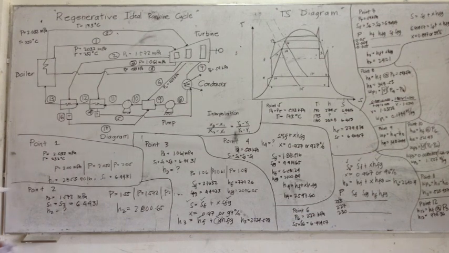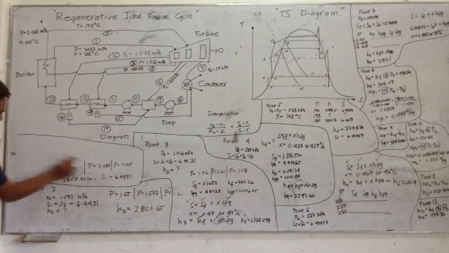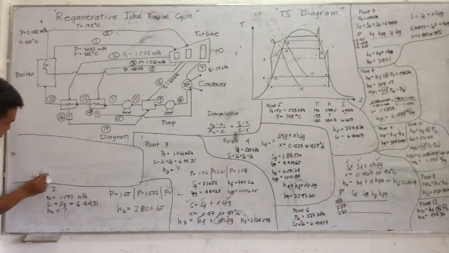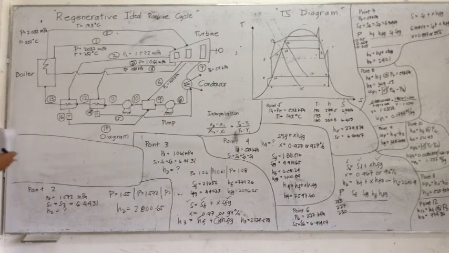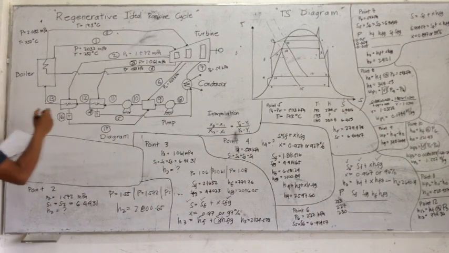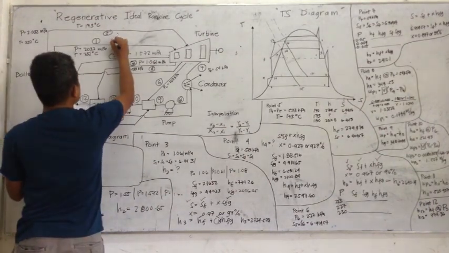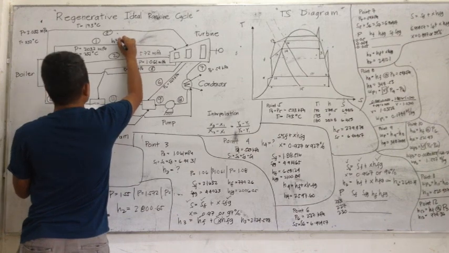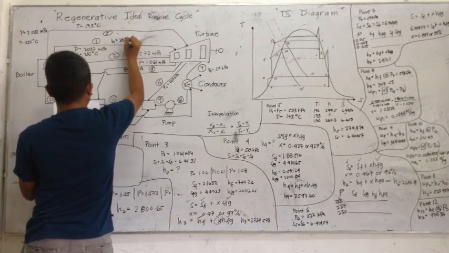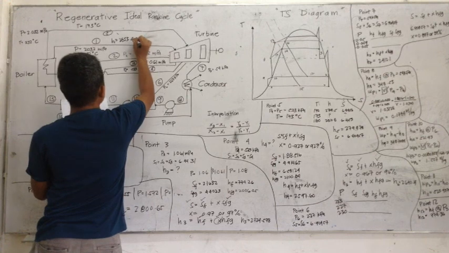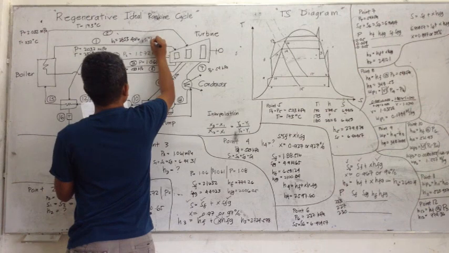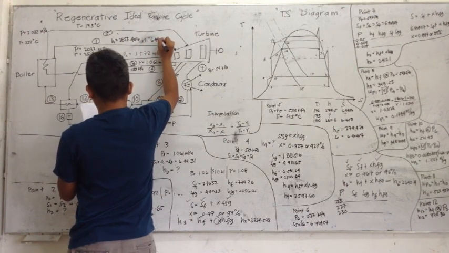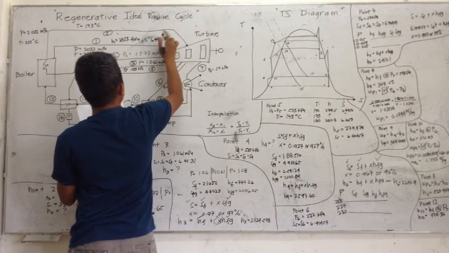Here, we try to review what is at point 1. At point 1, we have an H1 which is 2853.4016, and S1 which is 6.4431.